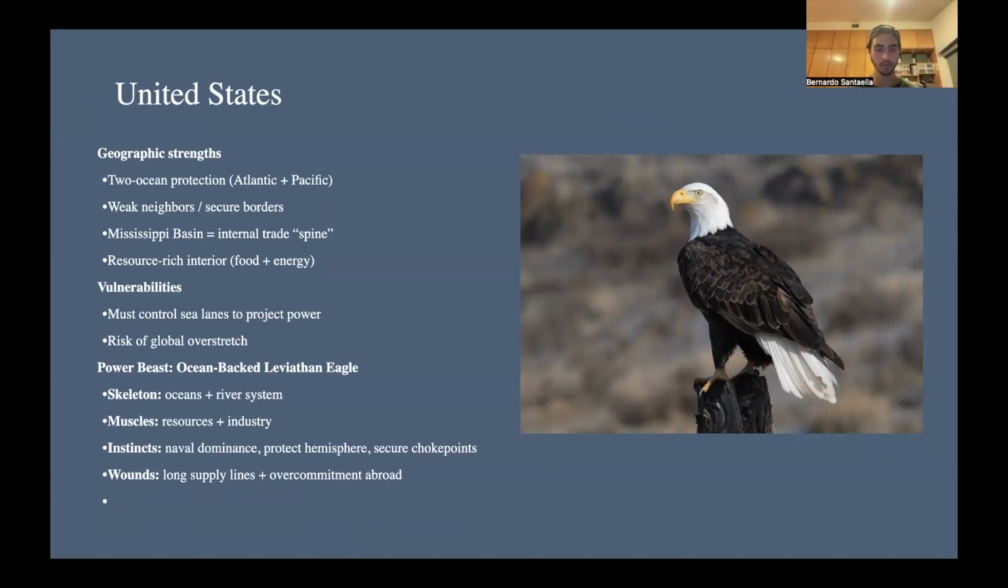Infrastructure of power: it's maritime, with ports on both coasts and mainly naval dominance, which lets the US protect sea lanes and protect influence globally. The instincts: keep threats away and build alliances. Wounds: global reach is expensive, and the US depends on stability in global trade routes and overseas commitment.